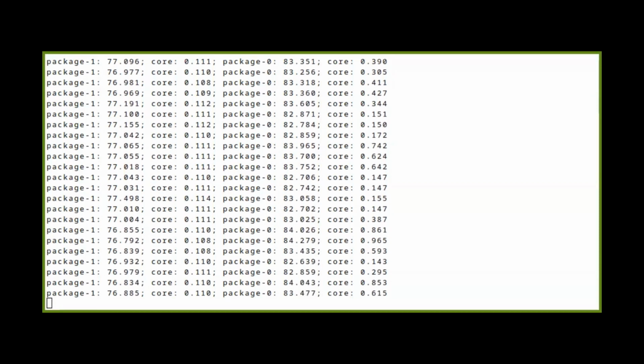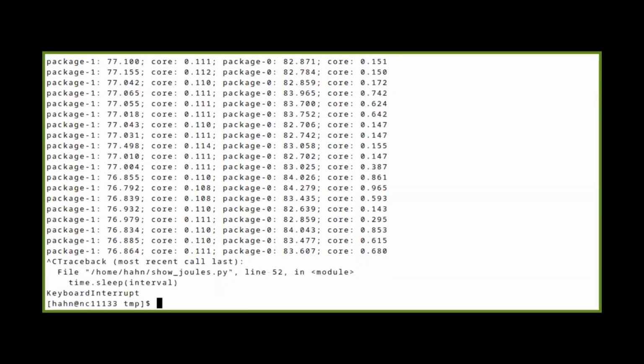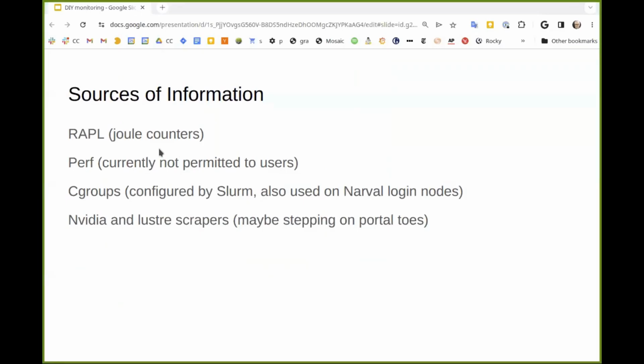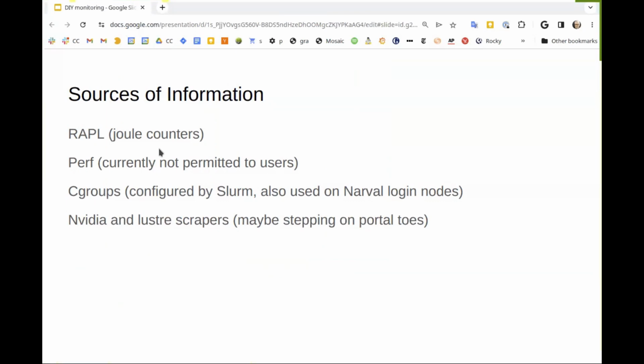I guess I'll just go on with some other things. So I've only got, I think, one more slide that just lists these sorts of information. I've talked about RAPL a little bit with joule counters. Perf is another tool which, unfortunately, we don't currently allow users to run, as far as I can tell, but we probably could extract information from perf and present that in some other way.